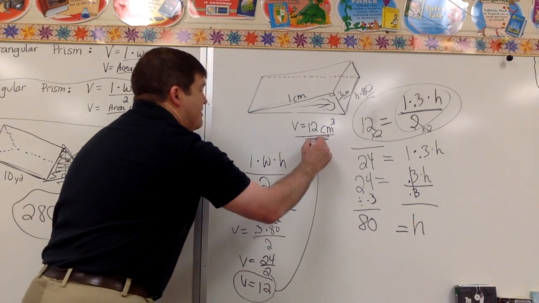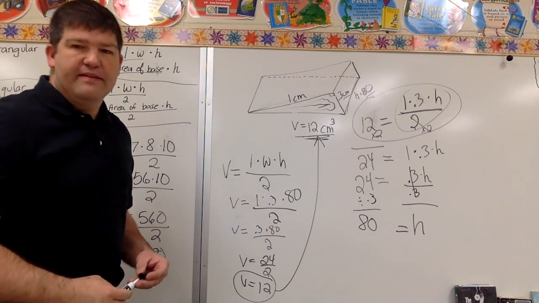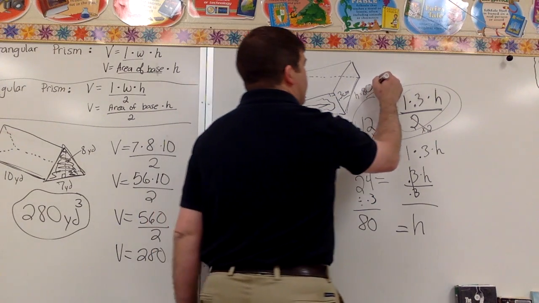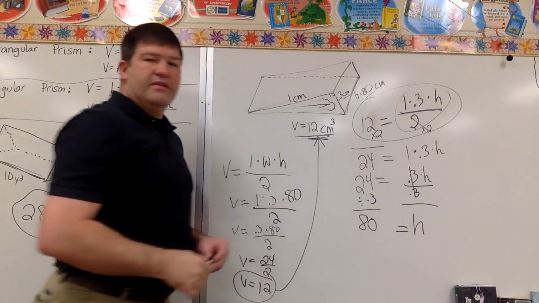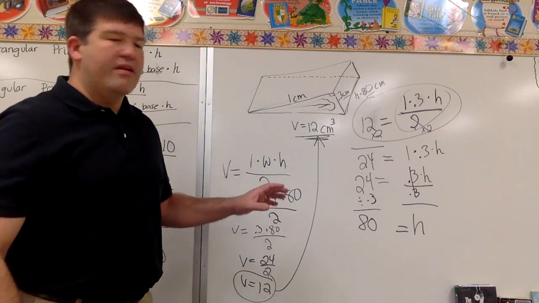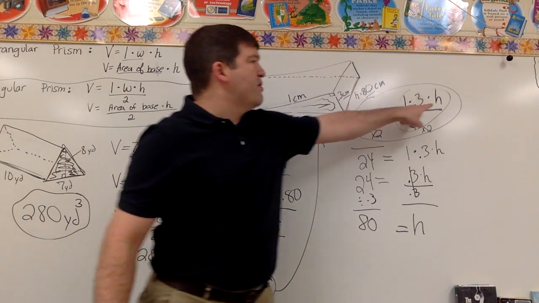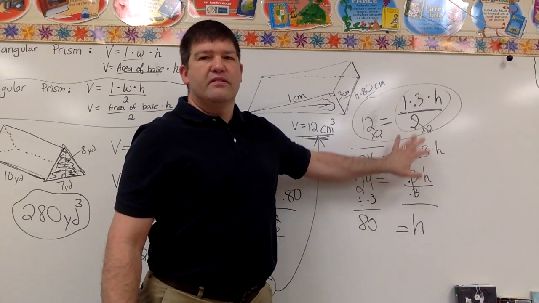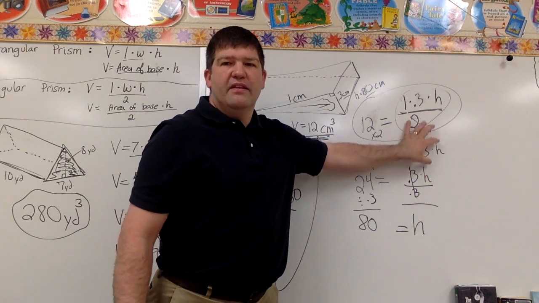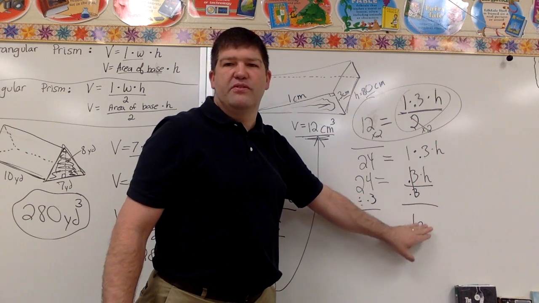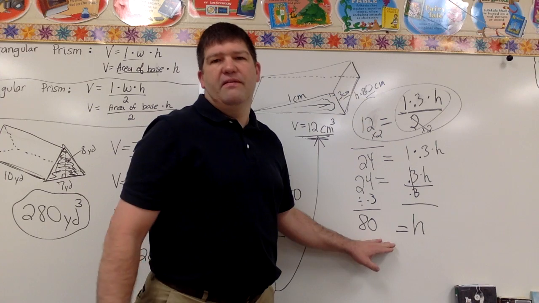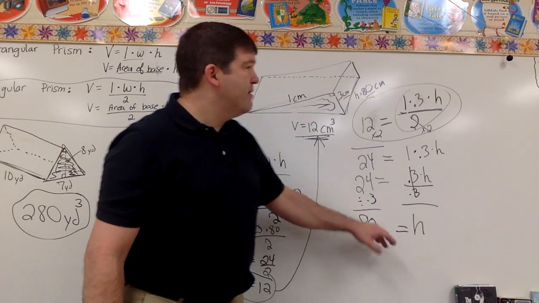Is that the same as this? It is 12 centimeters cubed. So the height is 80 centimeters. And the way I figured it out, I put it into my formula, solved for what was missing, did every step, slowly got rid of parts on this side until I was left with just my h. And then I looked over here and it was 80. So my height was 80.